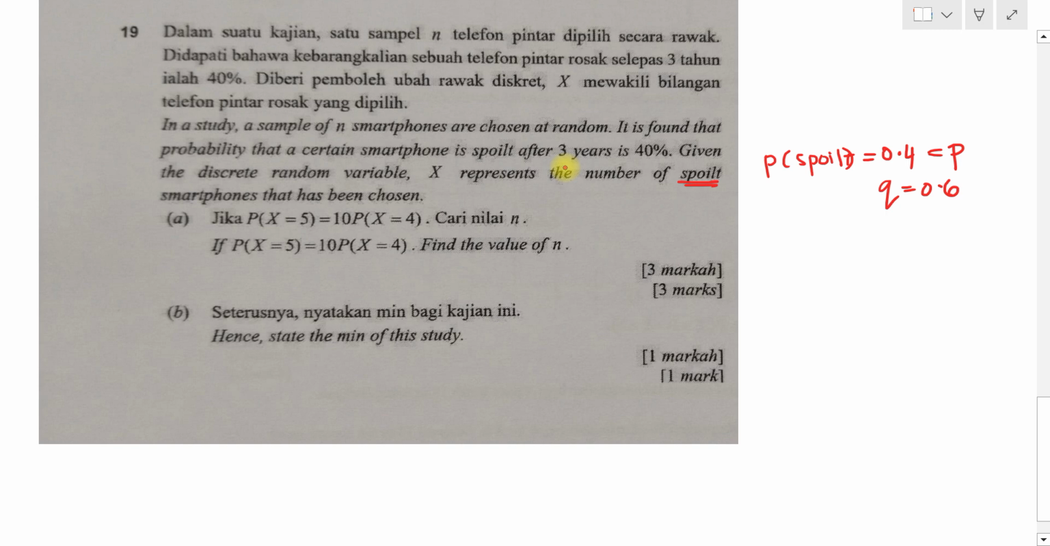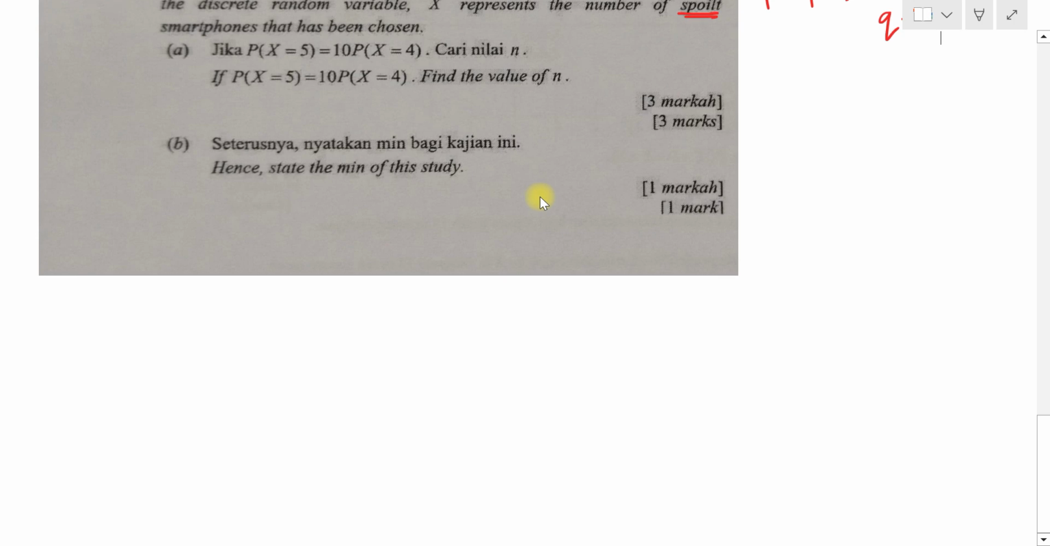And the question is asking, given that the discrete random variable X represents the number of spoiled smartphones that has been chosen, they give you the probability X equal to 5 is 10 times the probability X equal to 4. Okay, just follow the formula. You can find your n. So, probability X equal to 5 is equal to 10 times probability X equal to 4.